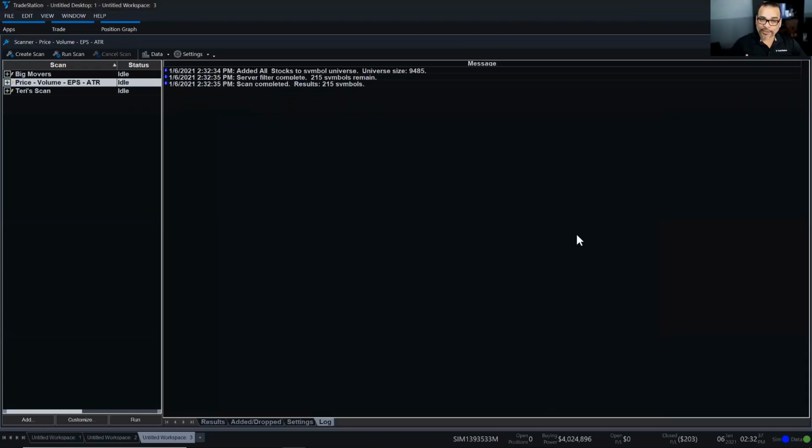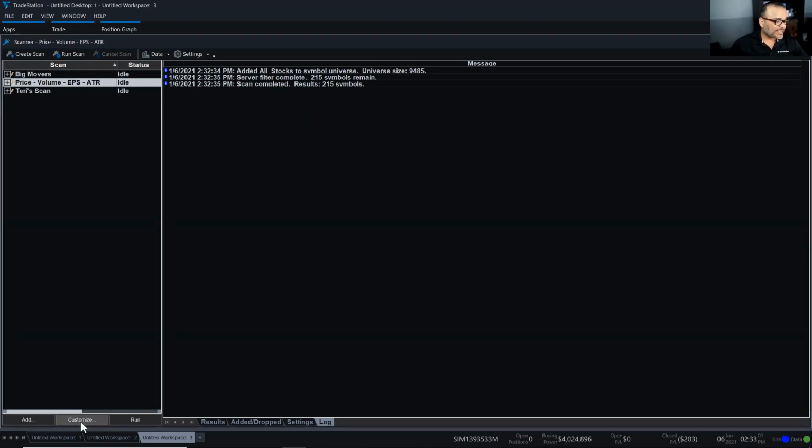You can see how quickly this runs, because up till now, we've used quote data that runs on the TradeStation server. You can see that we have 215 symbols remaining. So we went from almost 10,000 down to 7,000, down to 900, now down to 200. Let's go ahead and work with those 200 symbols and do our technical work.